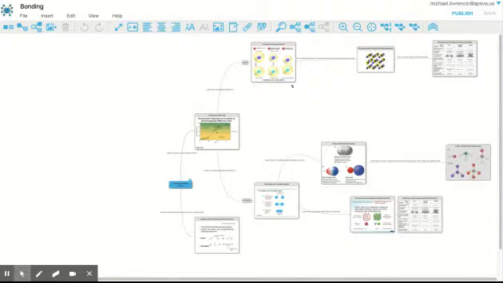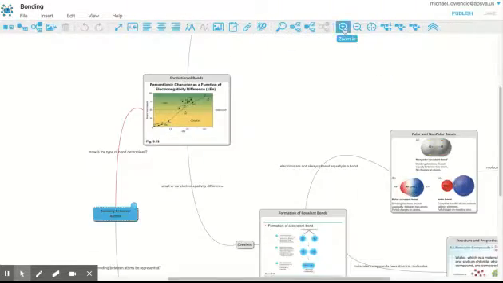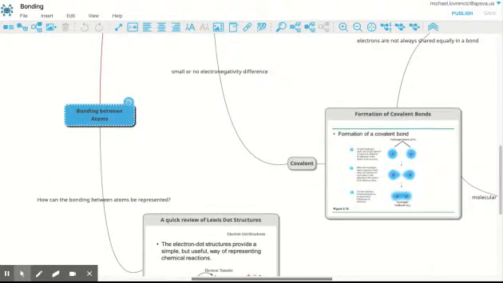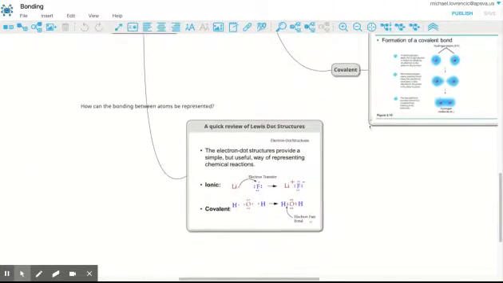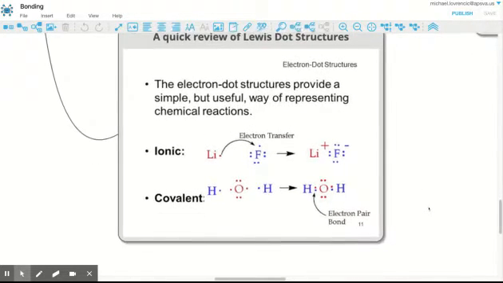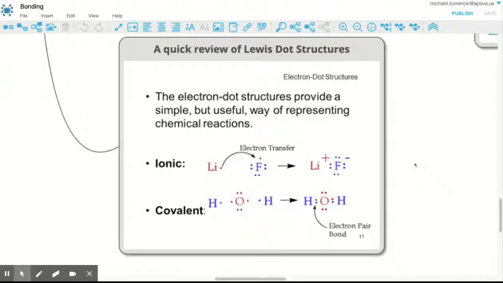But before we get started with this, we are going to review a little bit about Lewis dot structures, because we need to remember what Lewis dot structures are all about in order to really understand the bonding between the atoms. Lewis dot structures, you might hear them called electron dot structures. Remember, these are models that show how the electrons are being shared or exchanged when bonds are formed. So it is a notation to represent the sharing or the exchange of electrons between atoms.